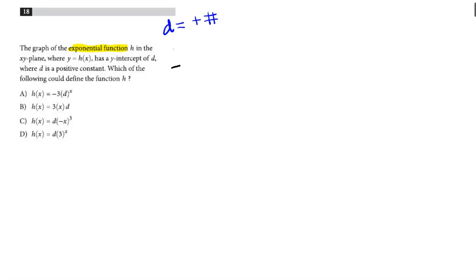Exponential function means you start slowly and then you build really fast. That would be exponential growth. The other way would be decay. So let's look through which of the following could define h. First of all, two of these are not even exponential functions. An example of an exponential function would be y equals 2 to the x. The key is that you want x to be the power for exponential.